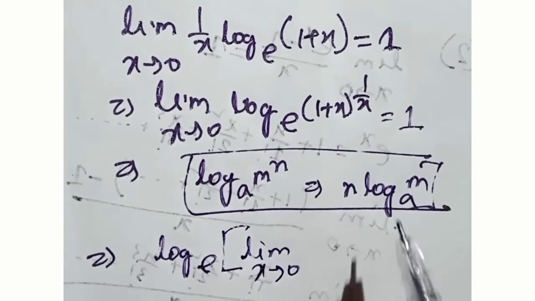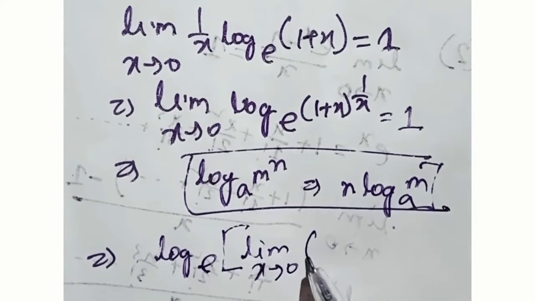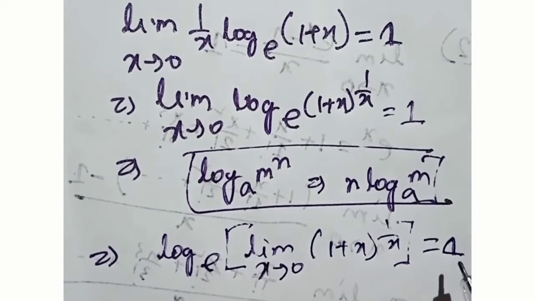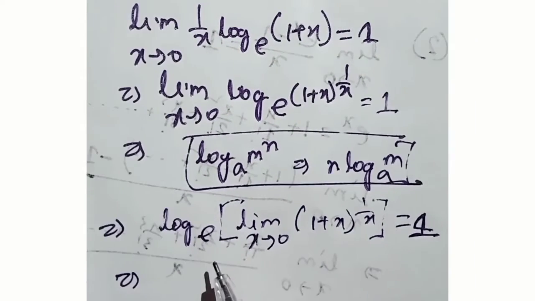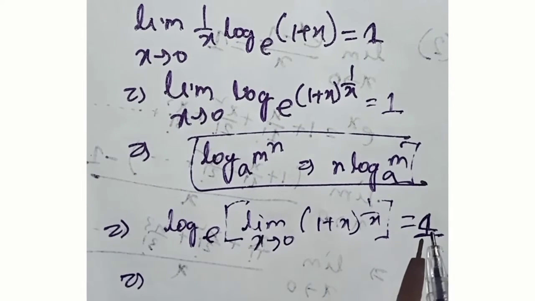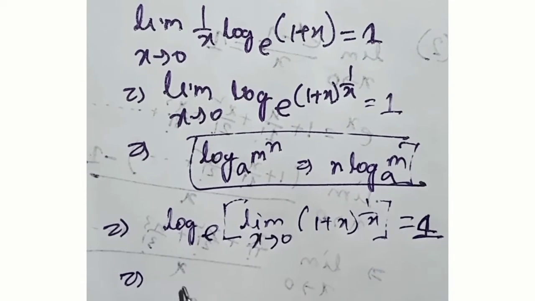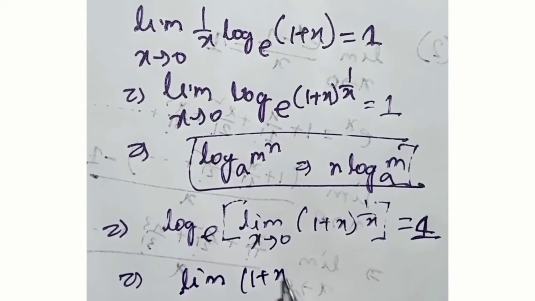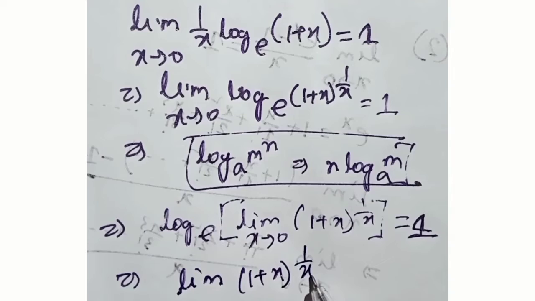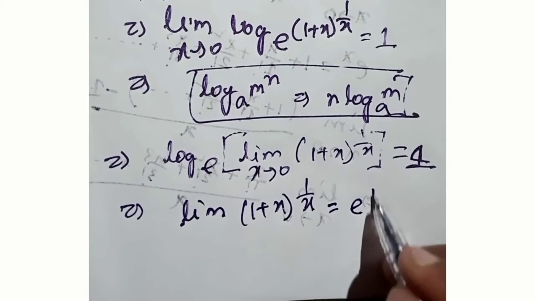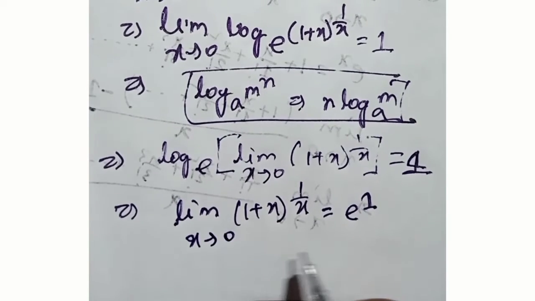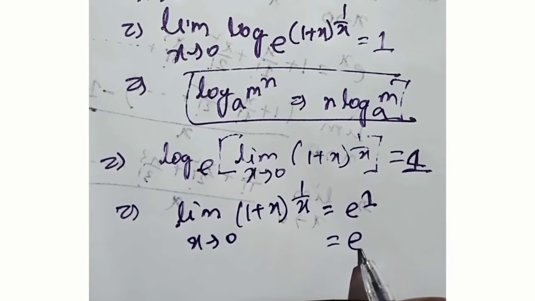So log e of limit x tends to 0, (1 plus x) power 1 by x equals 1. So guys, this is very simple. This e will go to this side and it will be powered by 1, as we did earlier. So limit (1 plus x) to the power 1 by x equals e power 1, x tends to 0, and this is definitely just e.